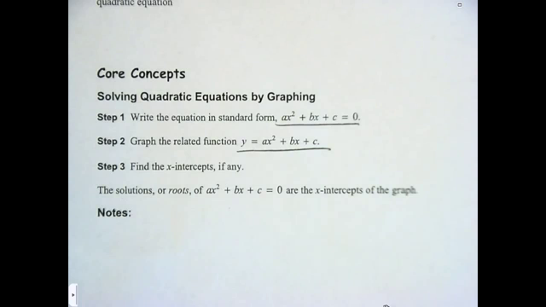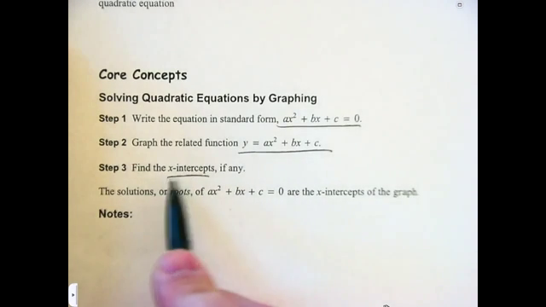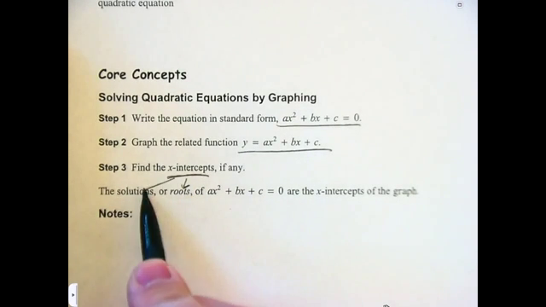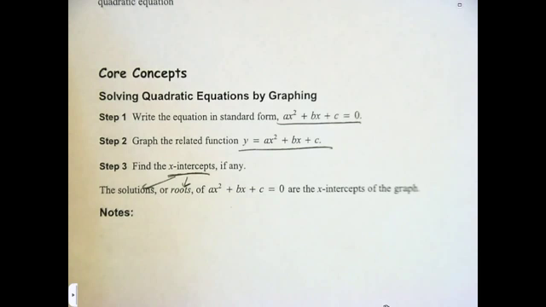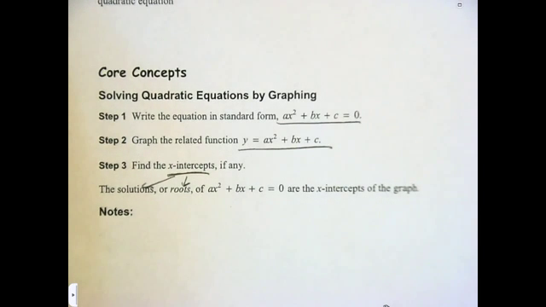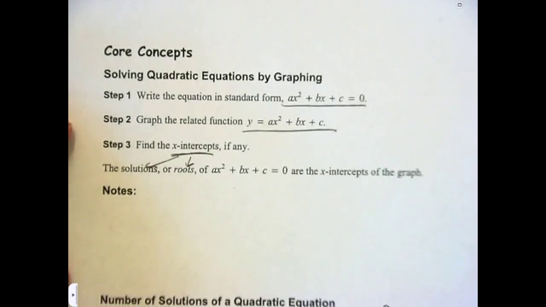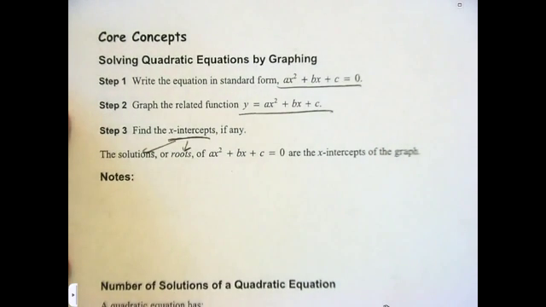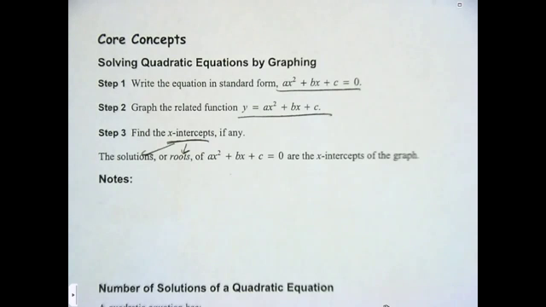So step 1, write the equation in standard form. In other words, set it all equal to 0. Step 2, graph it. Step 3, find the x-intercepts, which are also called solutions or roots. Okay? We did a little of this last chapter. All right, so let's go ahead and try some of this out here.